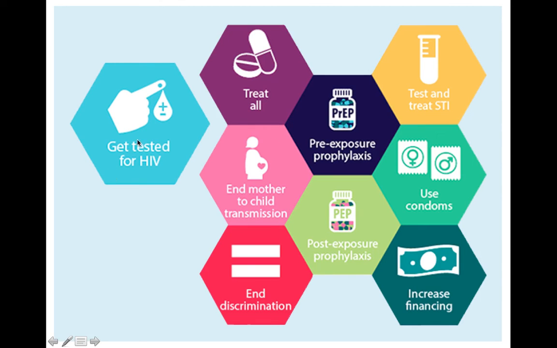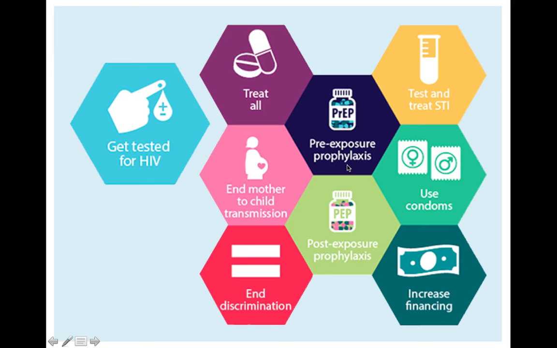So these are the ways through which we can prevent HIV/AIDS. One, we can get tested for HIV so that we can know our status and prevent ourselves from becoming infected. Then two, we have treatment. We can treat HIV when it does occur. Then we have mother to child transmission, which we can end. Then we can end the discrimination as well.